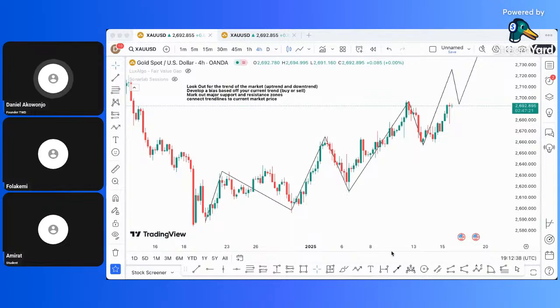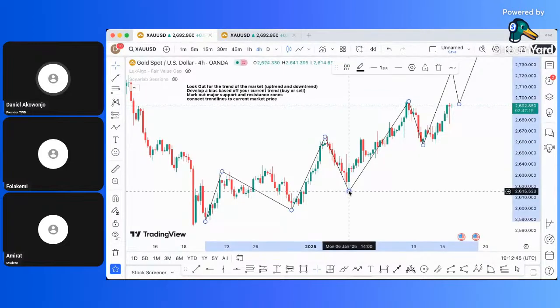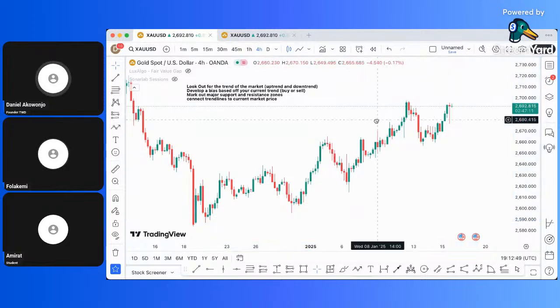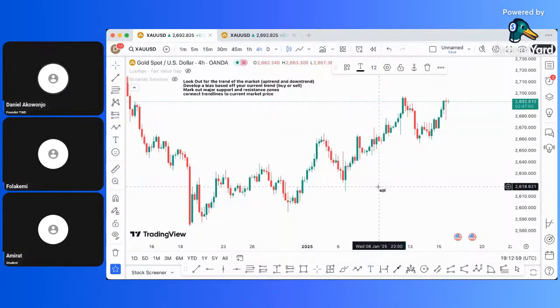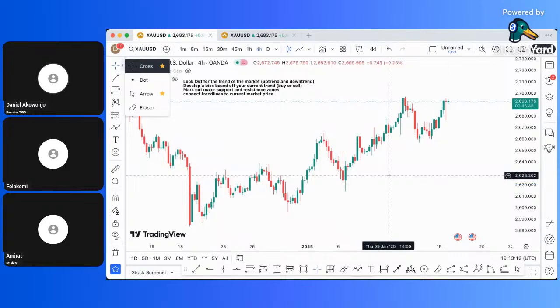So this is what then tells us that we are in an uptrend. Now that we understand that we've seen that we're in an uptrend, when we are in an uptrend, we want to just majorly focus on looking out for buys. Okay, when you're in an uptrend, look out for more buys. You see that? Does that make sense?